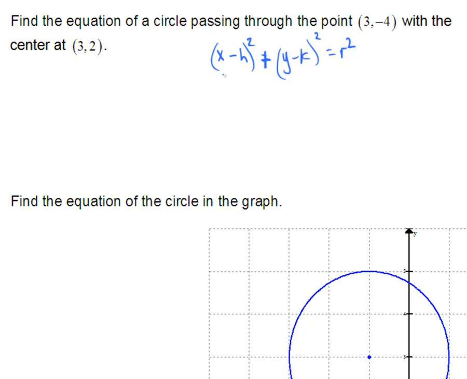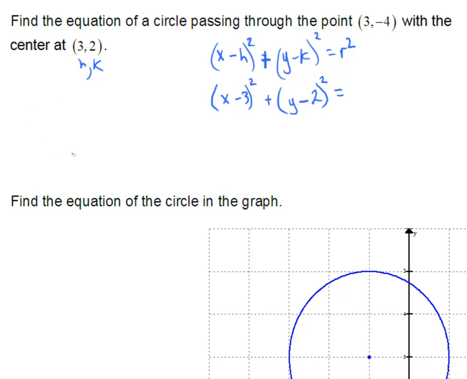So there's the equation. And what we want to do is fill in h, k, and r, and then we're done. So h and k, they come from the center. This is h and k. So first thing we're going to say is that's x minus 3 all squared plus y minus 2 all squared, and that's equal to the radius squared. So the radius is the distance from the center, 3, 2, to some point on the circle. And for us, we're going to use the point 3, negative 4.